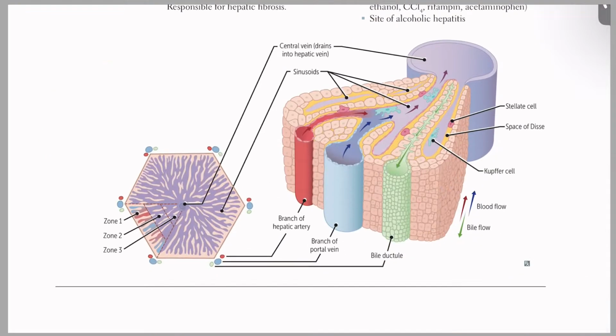Central vein into hepatic vein. Zone 1, Zone 2, Zone 3. Branch of hepatic artery, branch of portal vein, bile duct, Kupffer cells, blood flow, bile flow, stellate cells, space of Disse.